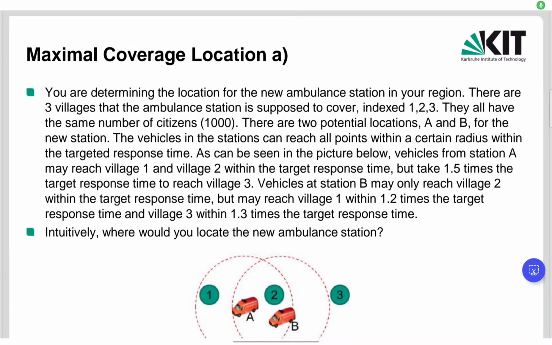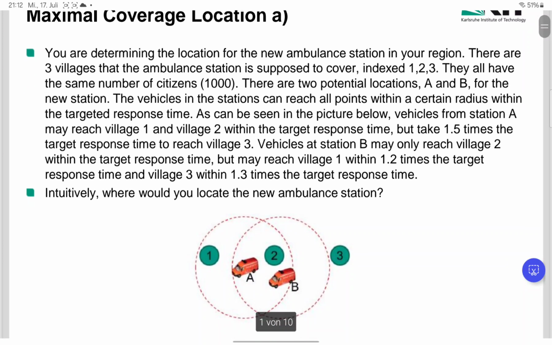Hi everyone, and welcome to the next exercise on maximum coverage location problems. You have to determine a new location for an ambulance station in your region, and you have to consider covering 3 villages, which are denoted 1, 2 and 3. We know that we have 1,000 citizens in all of these 3 locations, so there's no difference in the population size. And we have 2 potential locations for the ambulance station, A or B.